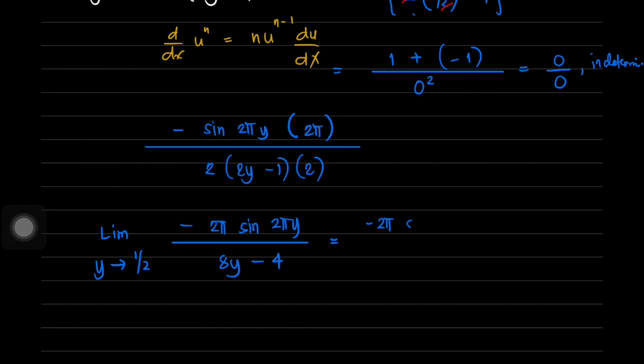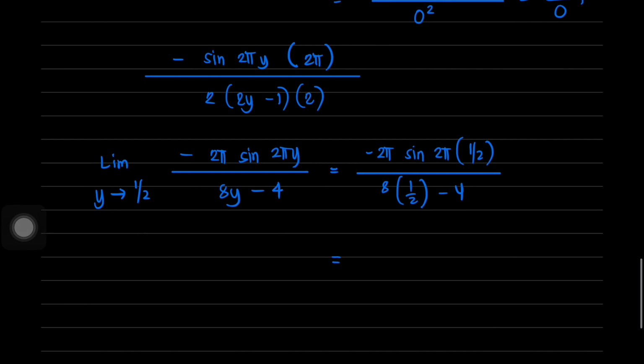this is now equal to negative 2 pi sine of 2 pi multiplied by 1/2 all over 8 multiplied by 1/2 minus 4. And this is now equal to sine of 2 pi times 1/2, so 2 will cancel out with 2, and sine of pi is equal to 0. So 0 times 2 pi, that's equal to 0, all over 8 over 2, so that's equal to 4, minus 4, that's still equal to 0. And the result is still an indeterminate form.